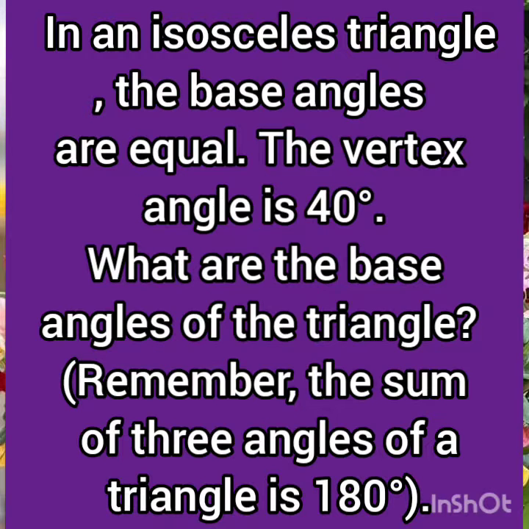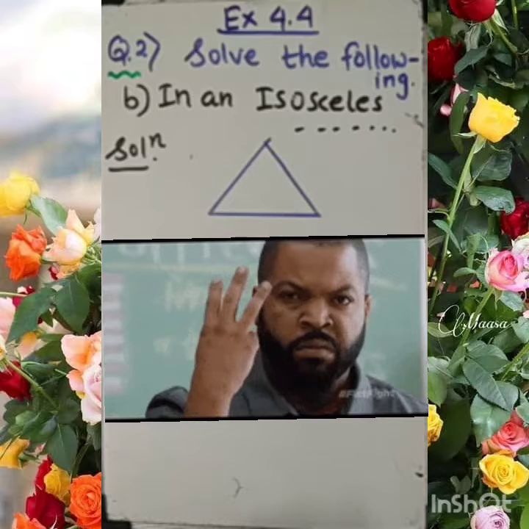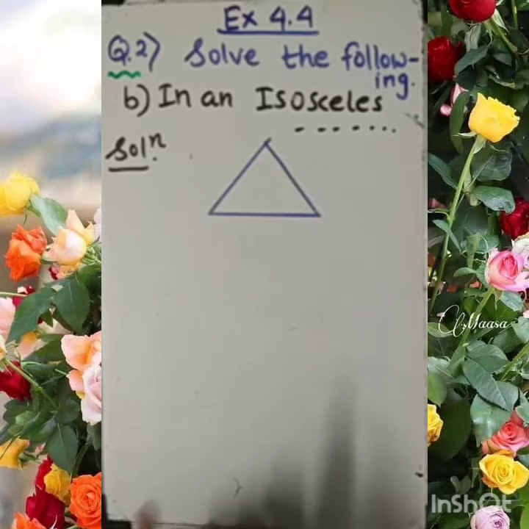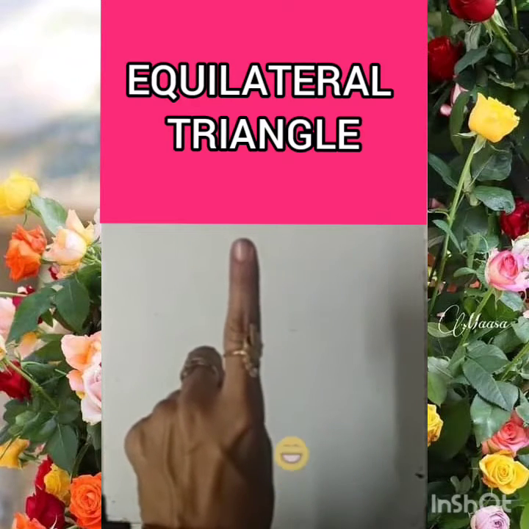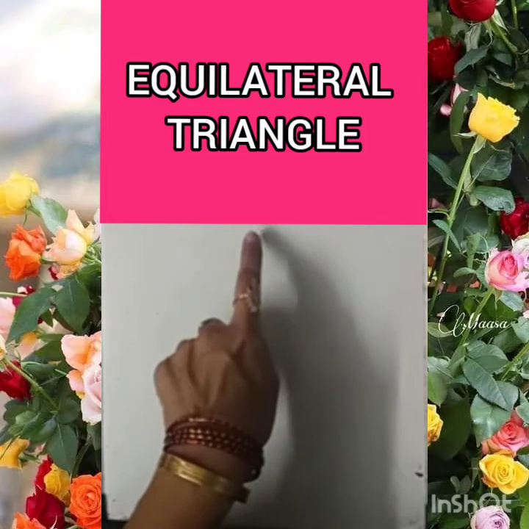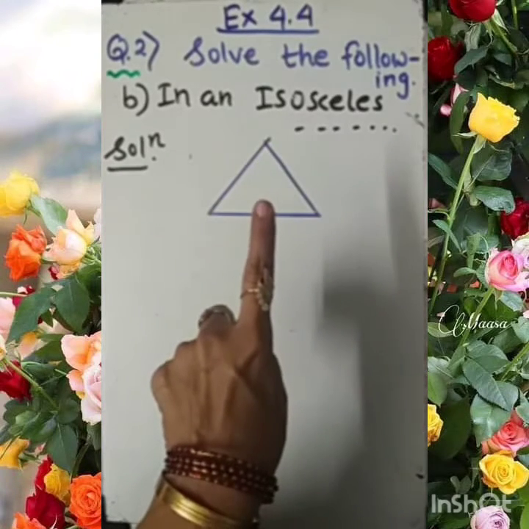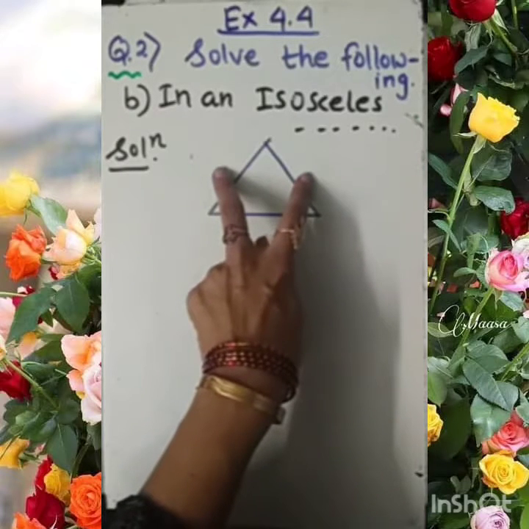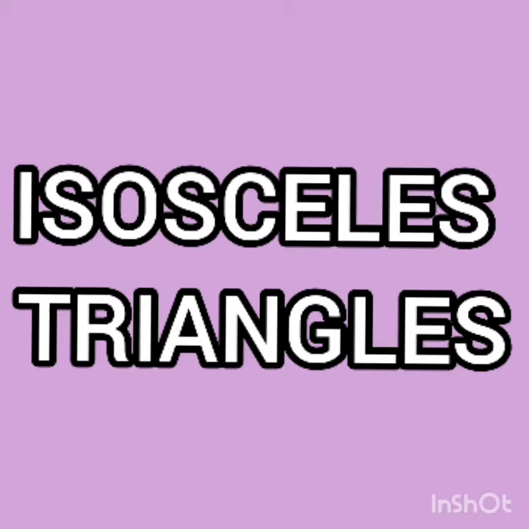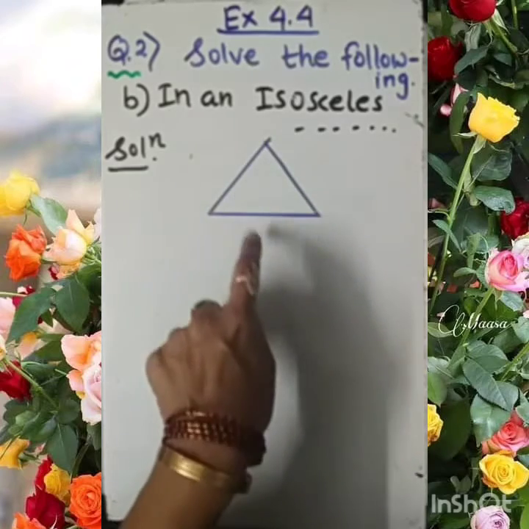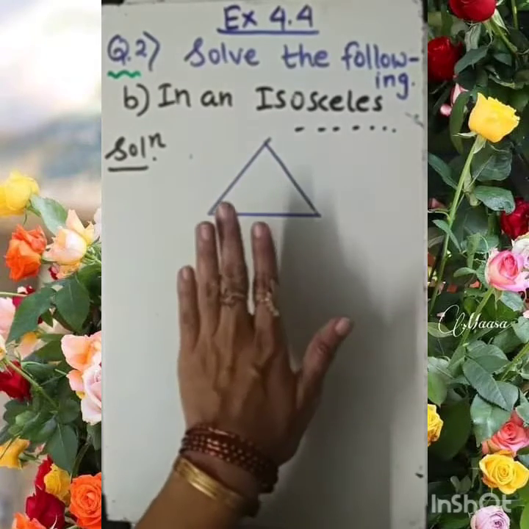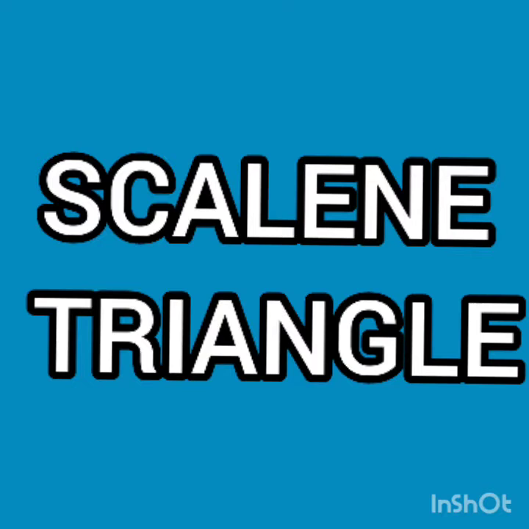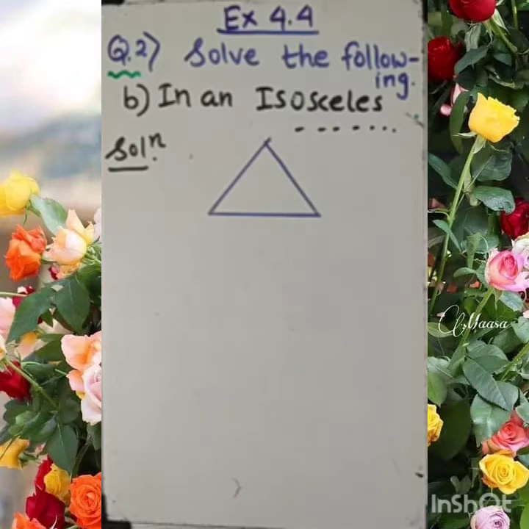My dear student, first I am giving you an idea about three types of triangles according to their sides. First one is the equilateral triangle. If all three sides are equal, then it is an equilateral triangle. If any two sides of a triangle are equal, then that is called an isosceles triangle. And if none of the sides is equal, meaning all three sides are different, then that is a scalene triangle. Clear to you? Dear student, here in the question we are given an isosceles triangle.